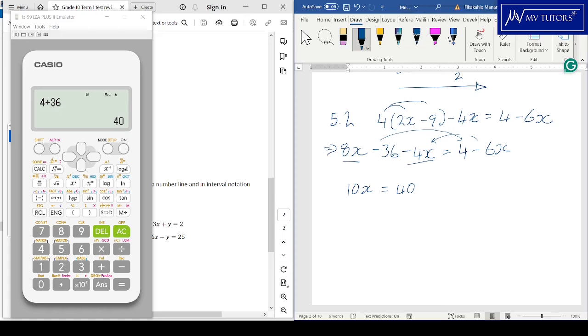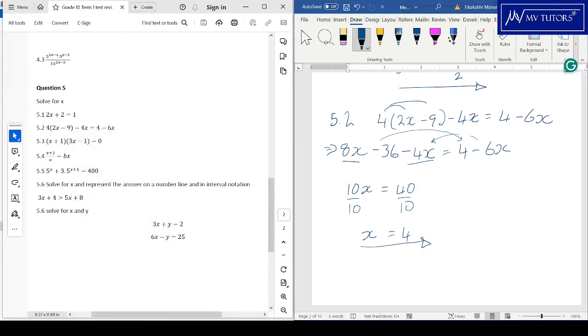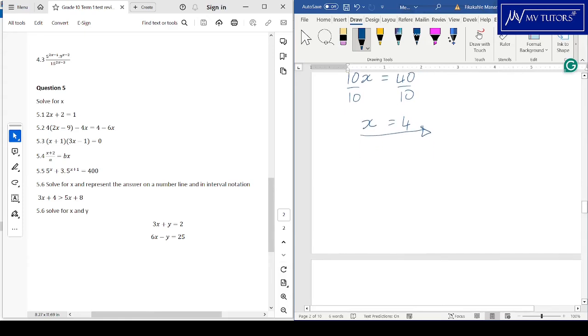And then to get rid of this 10, divide both sides by 10. X is therefore equals to 40 divided by 10, which is just simply 4. There we go. Thank you, Mr. Calculator. Let's go to 5.3.